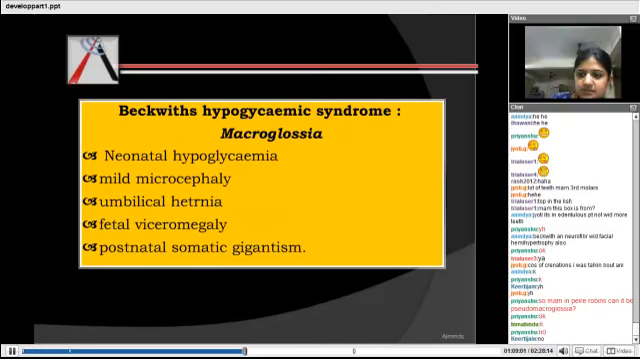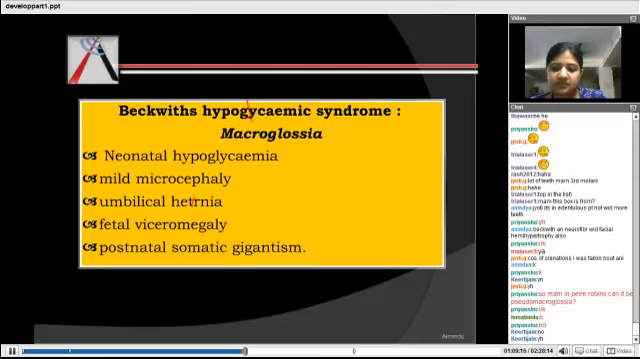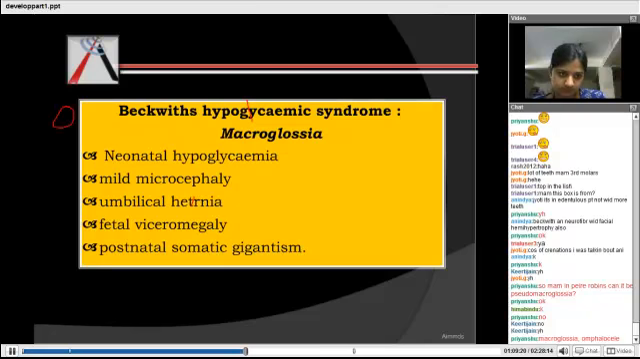Next, Beckwith's hypoglycemic syndrome. This is the condition where you have macroglossia. Apart from that, you have neonatal hypoglycemia, mild microcephaly, umbilical hernia, fetal visceromegaly, and postnatal somatic gigantism. MCQs do come from here.